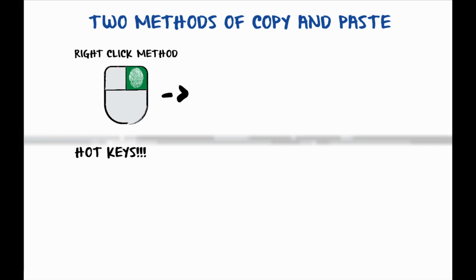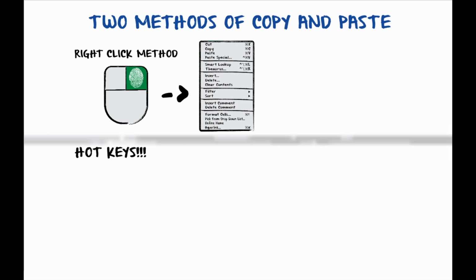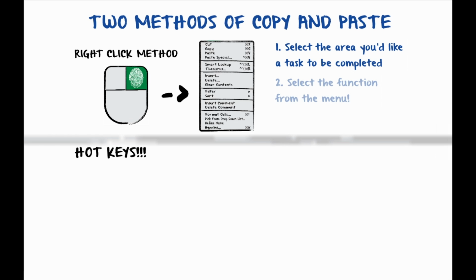The right-click method is exactly what it sounds like. First, select the cell you wish to be copied, and then right-click over it. Select the function you want from the menu. In this case, it's to copy the cell, and then select the area you want the equation to be duplicated, right-click again, and then paste the contents.